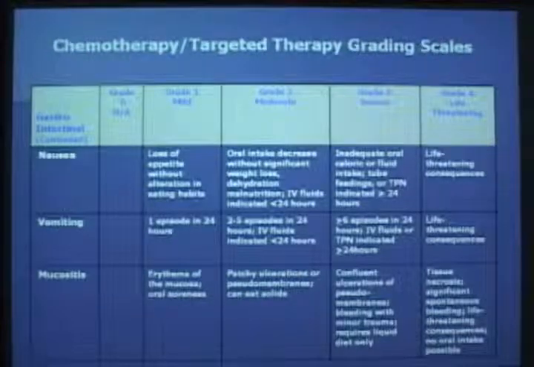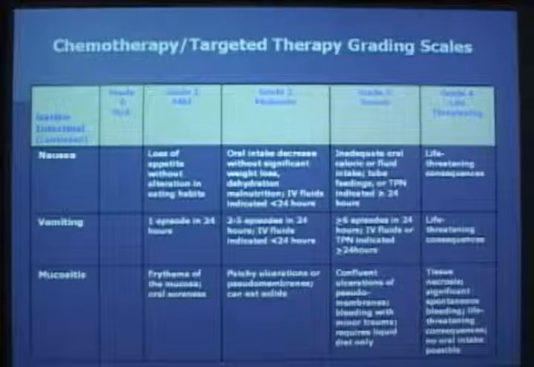Nausea is the next one under gastrointestinal. It can be as simple for a grade 1 as a loss of appetite without interfering with their eating, to decrease in their oral intake without weight loss, possibly some IV fluids. Again, there's an M dash in there, so they can have any of those to meet that criteria for grade 2. Grade 3 could be an inadequate oral intake. They could require tube feedings or total parenteral nutrition of greater than 24 hours or more per day.